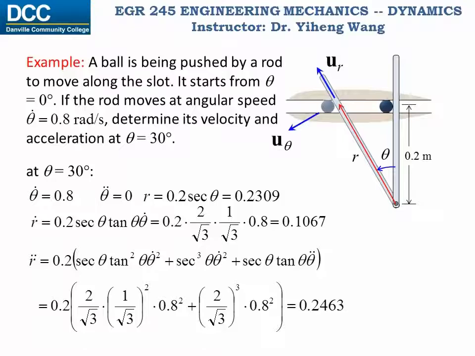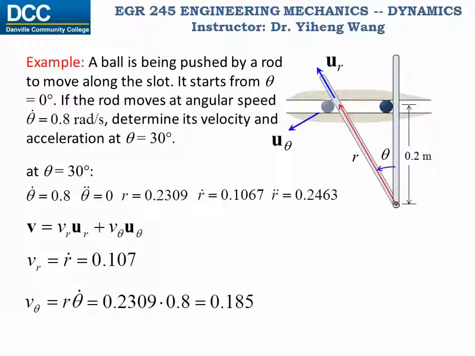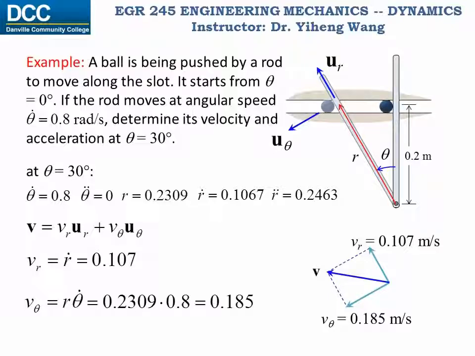With all these values, now we can determine the velocity, which has two components, the radial component and the transverse component. The radial component, v_r equals r dot, which is 0.107, and the transverse component equals r times theta dot, which is 0.185. And we can represent the velocity as a vector with two components, radial component and transverse component, showing here. And the magnitude of the velocity can be evaluated to be 0.214 meter per second.